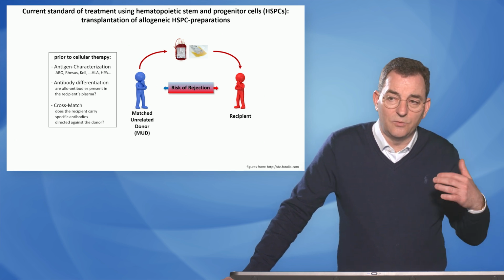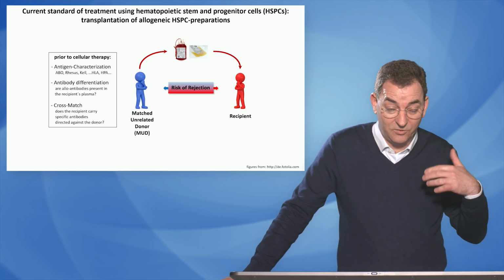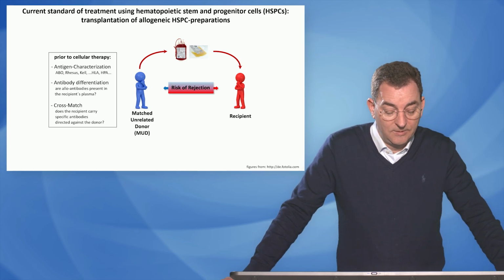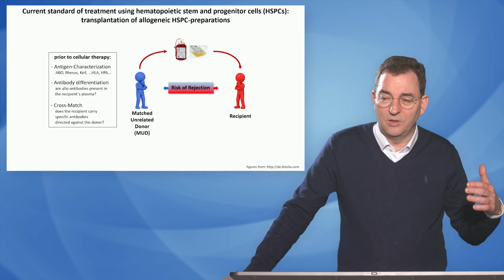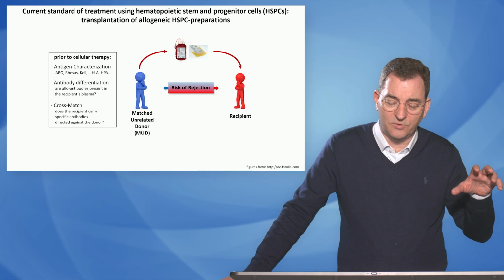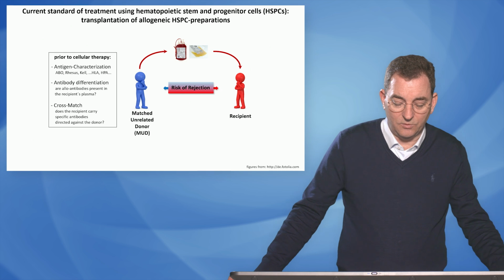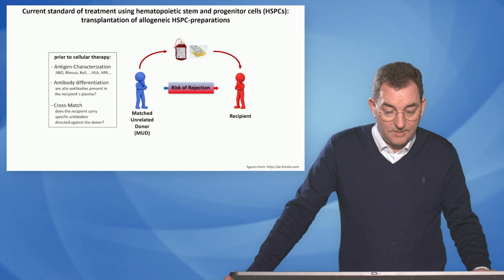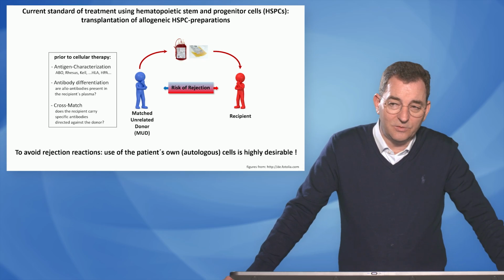You want to know if the recipient already has formed antibodies against that to avoid a rejection against certain antigens, so-called alloantibodies, which are directed against foreign antigens. And at the end, you do a so-called cross-match. You test whether certain cells from the donor are rejected by the recipient or not. So for one certain donor, you test that with the recipient you want to give it to. At the end, what we want is to avoid rejection reactions at all, which can be deadly.